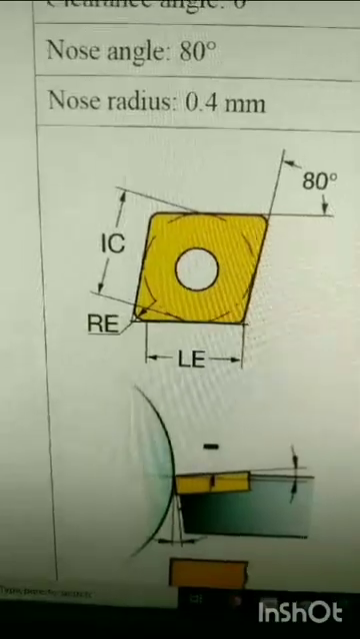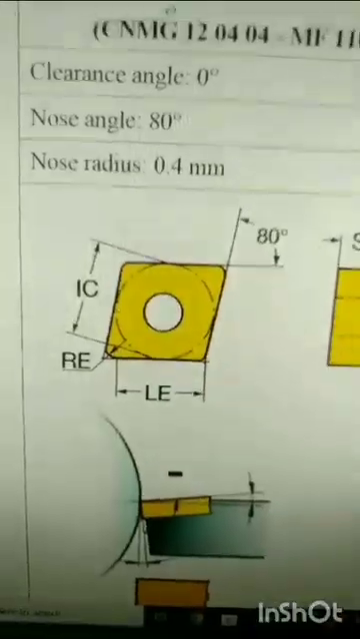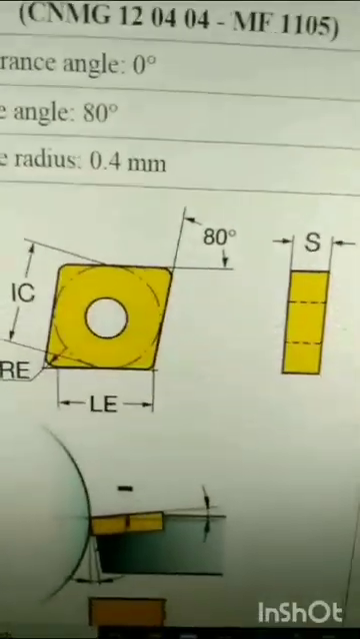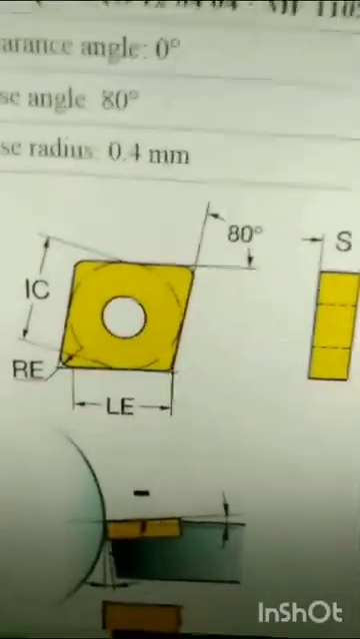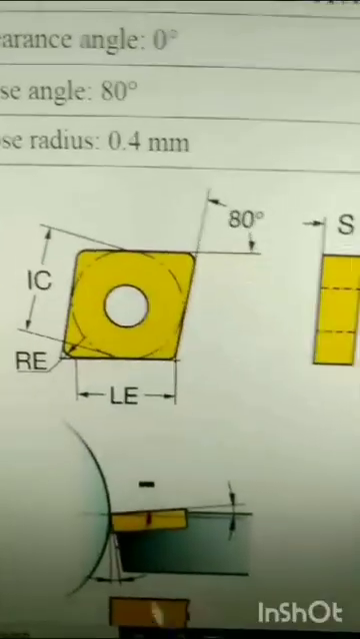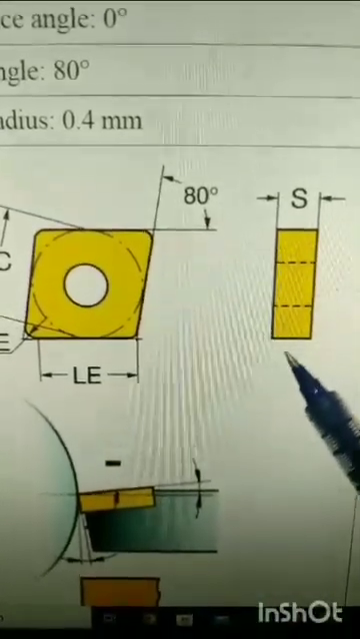A very good morning. Today we are going to discuss the clearance angle of negative geometry tool insert. In this drawing we can see negative as well as positive tool insert. First we will talk about the negative tool insert. Here we can see that the negative tool insert has an angle of 90 degree.